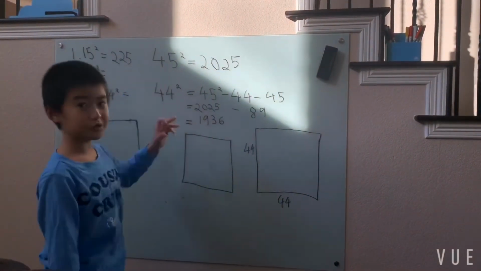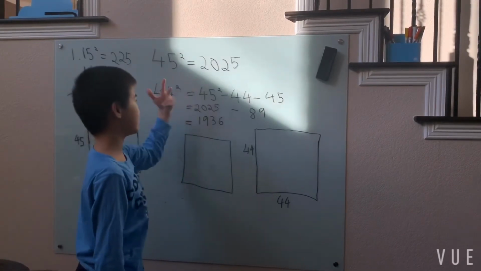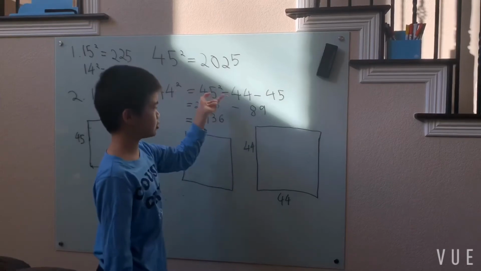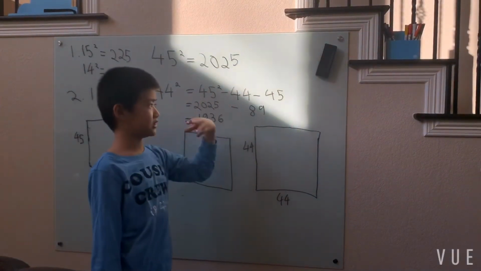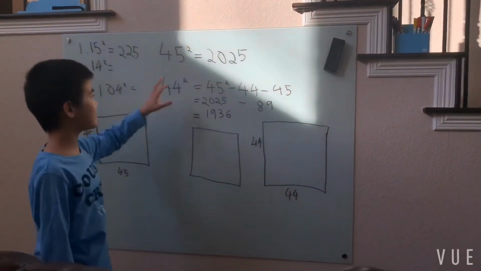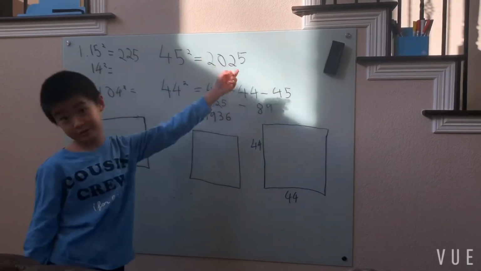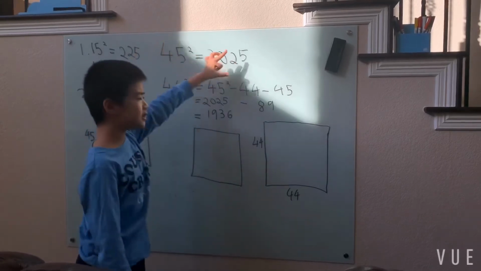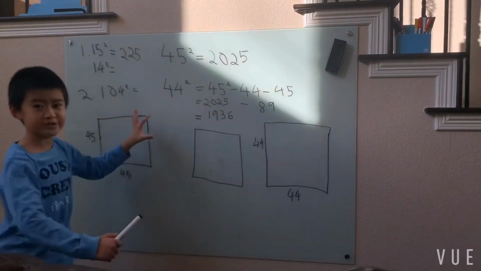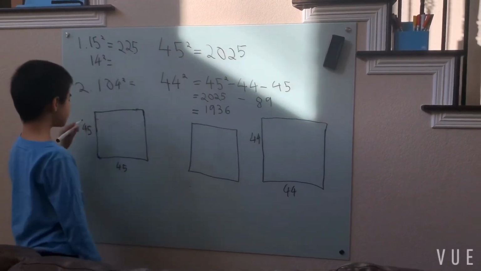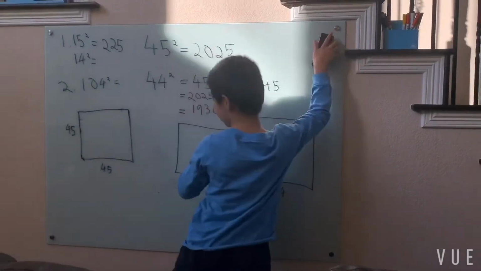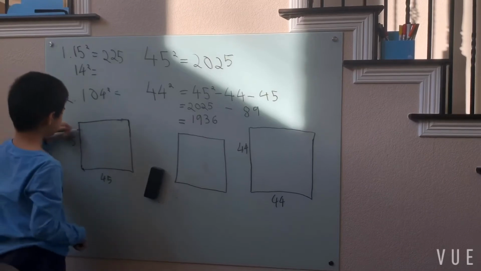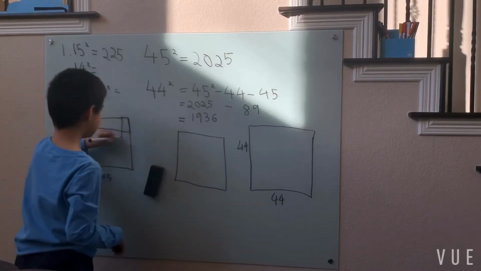So, at the end of the last problem, I got to 45 squared and then 44 squared. And then for 44 squared, we switched to 45 squared. Then we subtract 44, subtract 45. And we figured out 45 squared was 2025. So to show that these two are true, I'm going to use pictures to explain everything. So first I'm going to start off with my 45 by 45 square. Then I'm going to cut it up like this.